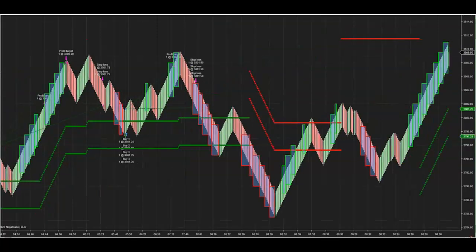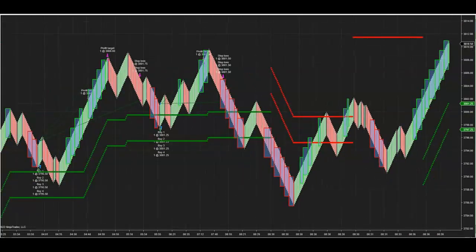So then this morning, as far as this morning's action, we're starting off right now, and we have no momentum over here.